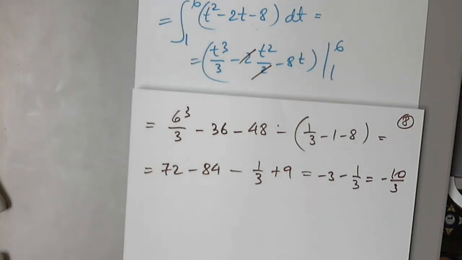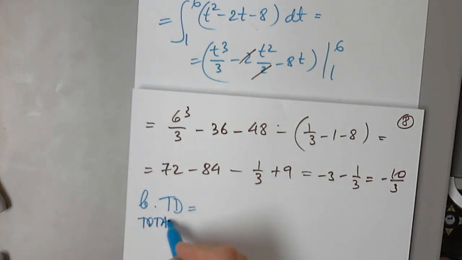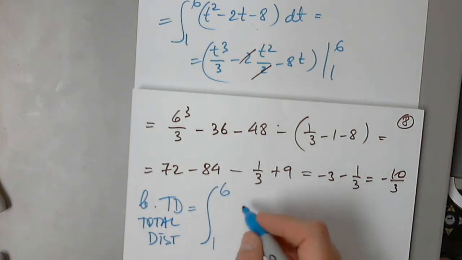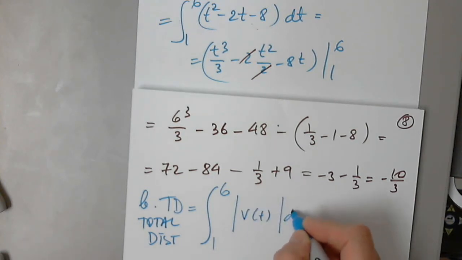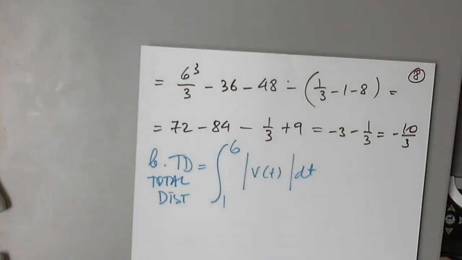Now, this second part of the problem is more difficult. Total distance. It is still the integral from 1 to 6, but it's of the absolute value of the velocity function. Which is a different story. I don't have the absolute value of the velocity function. I have to determine it. I can't put it away just yet.